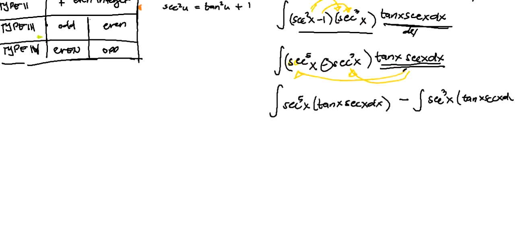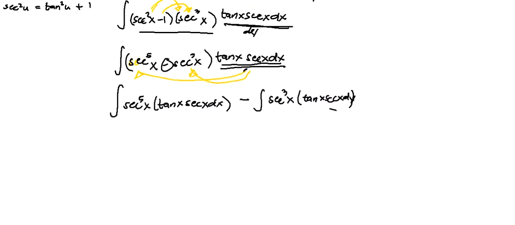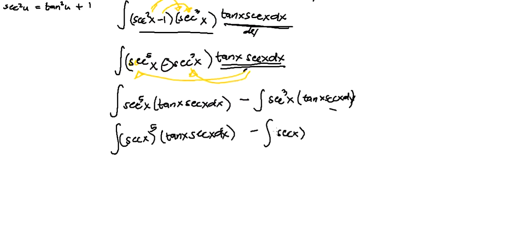Let me rewrite it again. Secant raised to 5x is just equal to secant x raised to 5, then tangent x secant x dx, then minus, we have secant x raised to 3, and then we have the tangent x secant x d of x.